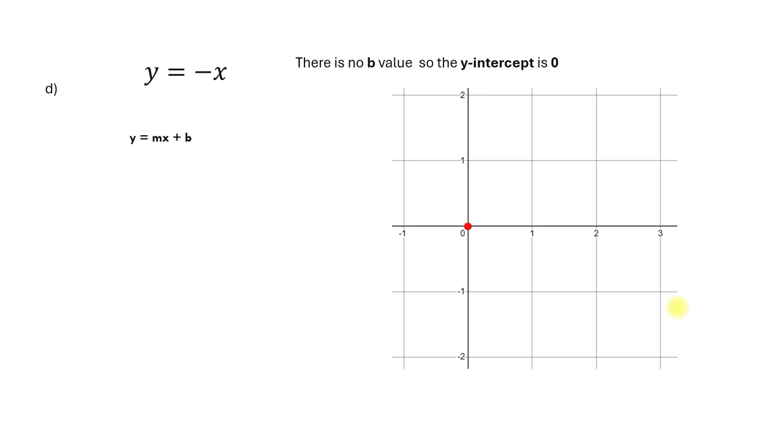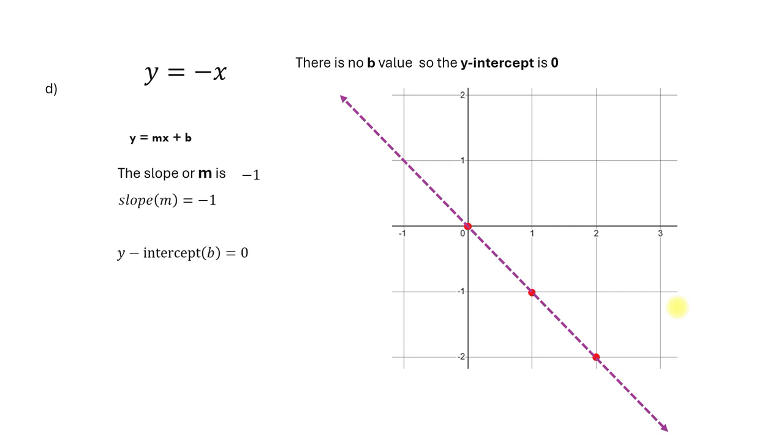So our run will be 1 and our rise will be -1. We'll plot this point. Run of 1 again, rise of -1. Draw a line through the points. And there is our graph, y equals -x. The slope is -1. The y-intercept is 0, which once again is why this graph is running through the origin.